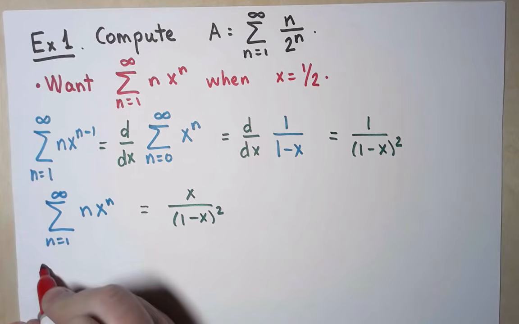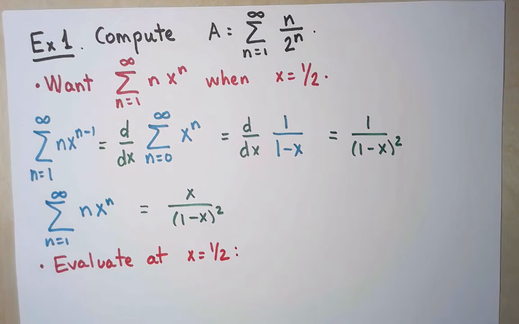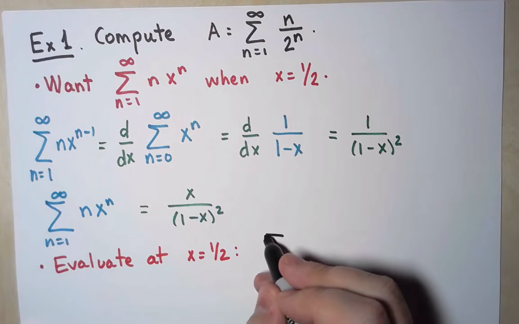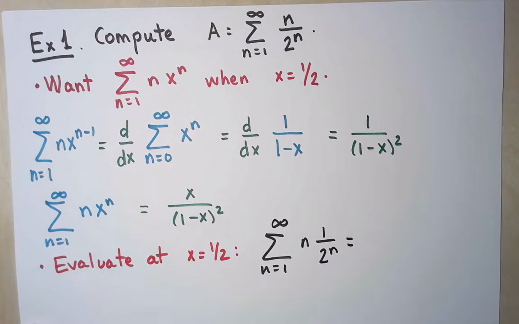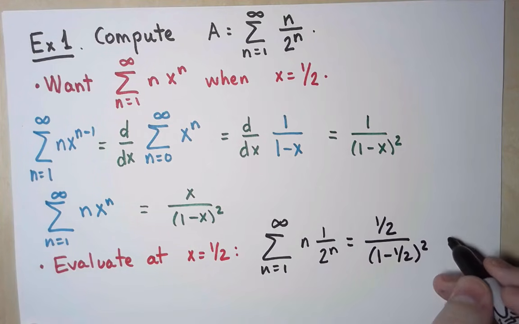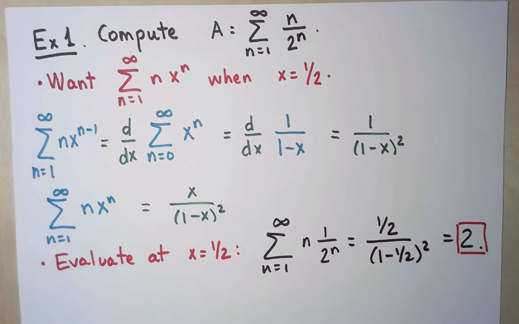To conclude, I'm going to evaluate this at x equals 1/2. And I get that the sum I was looking for is equal to this expression when x equals 1/2, which is 2. And that is the final answer.